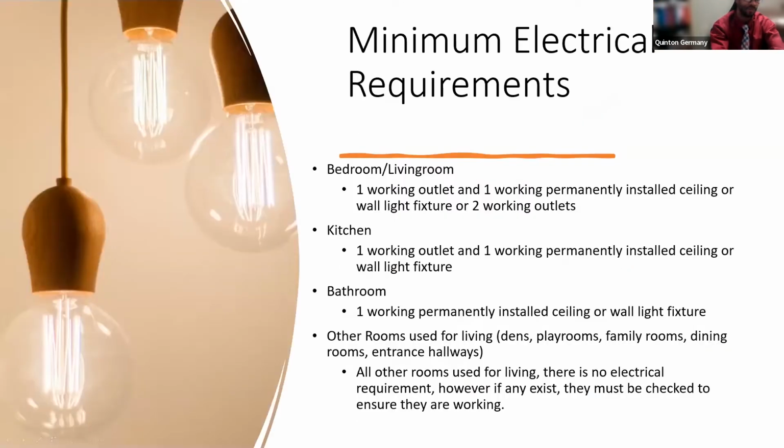Also, the minimal electrical requirement, I have these stated as well. For the bedroom or living room, also the sleeping rooms, we have one working outlet and one working permanently installed ceiling light fixture, or you can have 2 working outlets. In the kitchen, you have one working outlet and one permanently installed ceiling or wall light fixture. Again, we'll get into the bulk of it, but you can't have a mobile or a table lamp. This would not be permitted to take the place of any of these. In the bathroom, you only need one working permanently installed ceiling or wall light fixture.